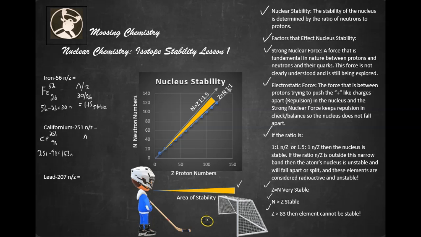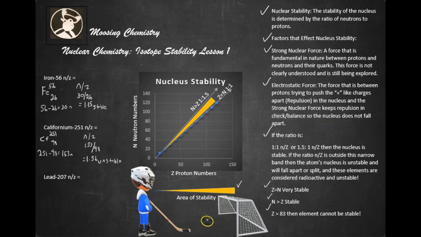So we go N over Z. So we get 153 divided by our atomic number, Z number, which is 98, and this is going to give me a 1.56 ratio, and that's considered unstable.